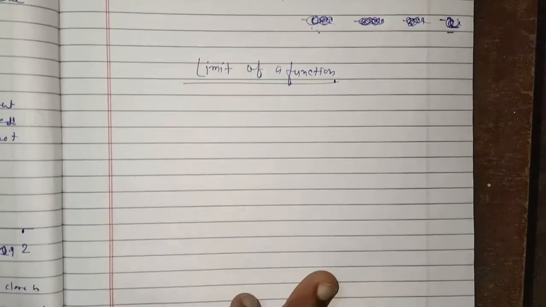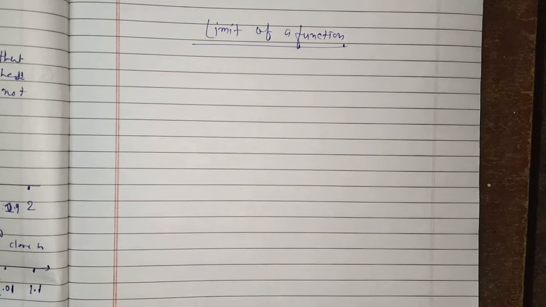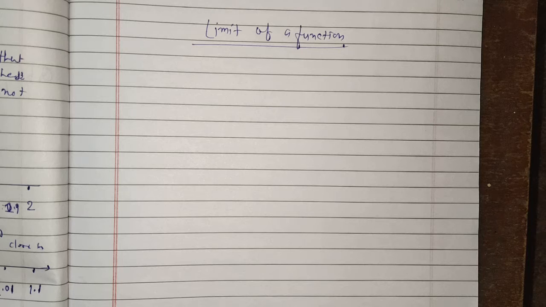Limit of a function: when the value of variable x is brought closer and closer to number a, the value of function f(x) reaches closer and closer to a definite number l, then we can say that as x tends to a, f(x) tends to l. Symbolically, it can be written limit x tends to a.